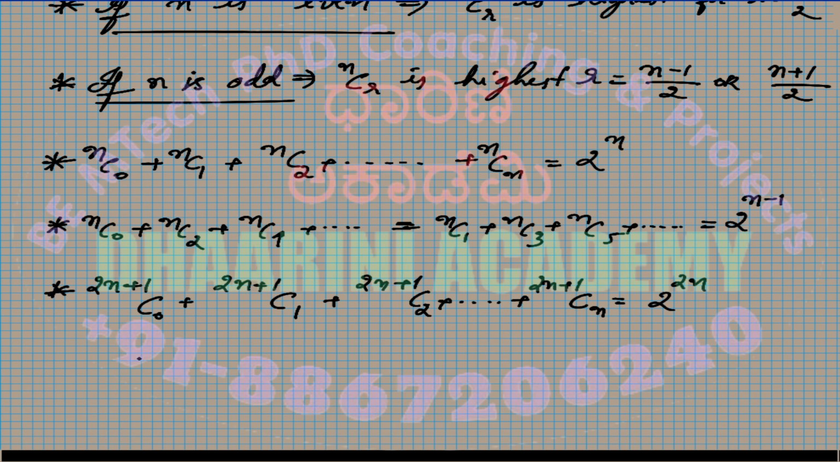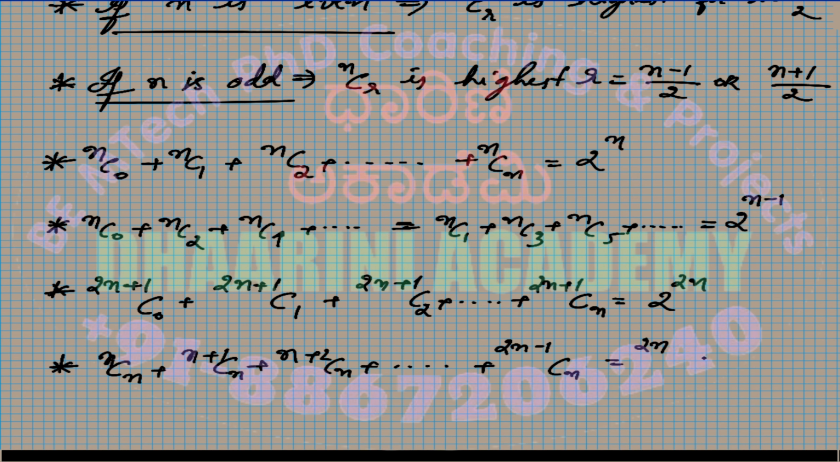Okay, then we have another property. This is nCn plus (n plus 1)Cn plus (n plus 2)Cn, and so on till (2n minus 1)Cn. This is always equal to (2n)C(n plus 1).